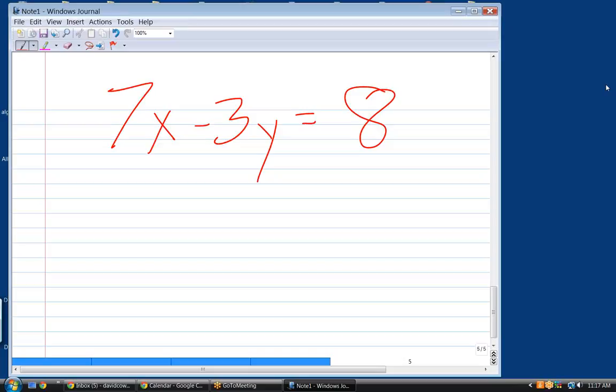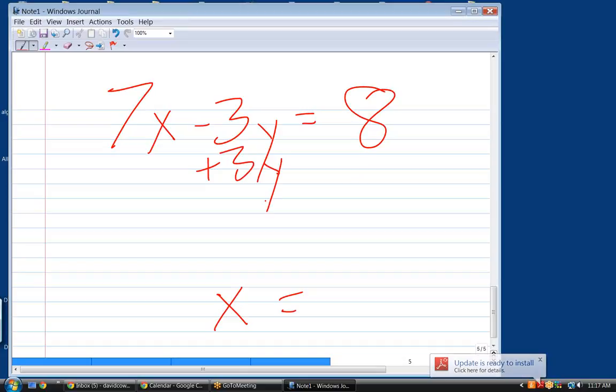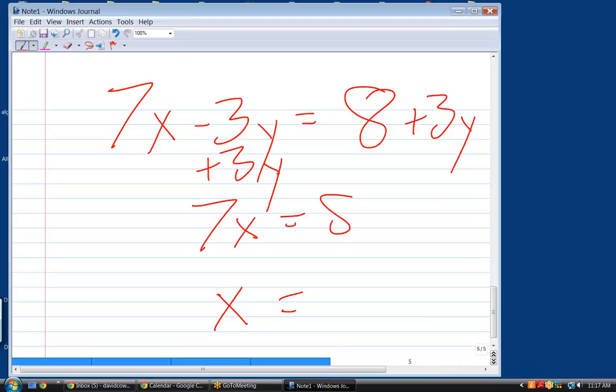How would you solve it for x? How do you get to this bottom x equal? What's the first thing you would do? You add 3y. Okay, good. I'm going to write it in again. Up here, I'm just going to write it like that because that's where it belongs. So now I have 7x equals 8 plus 3y. What's the next step?